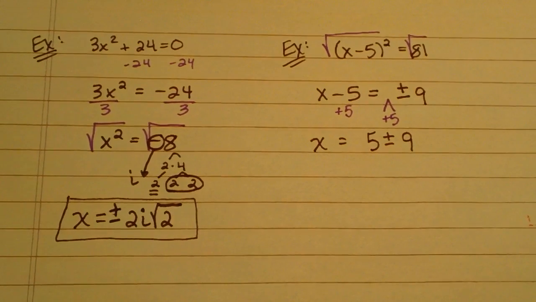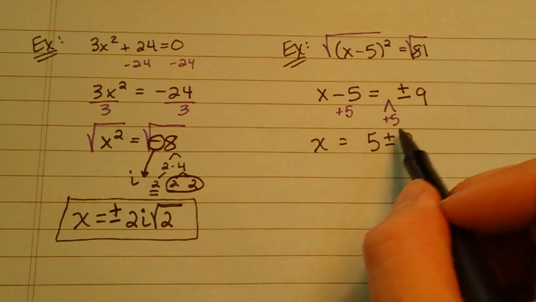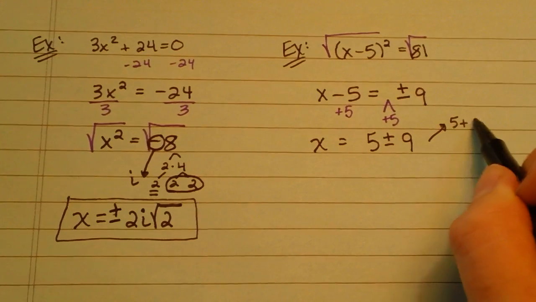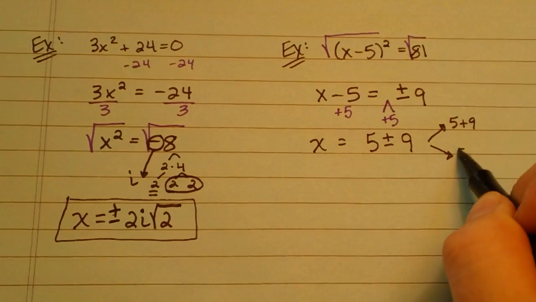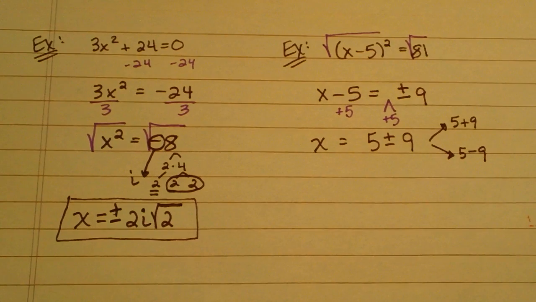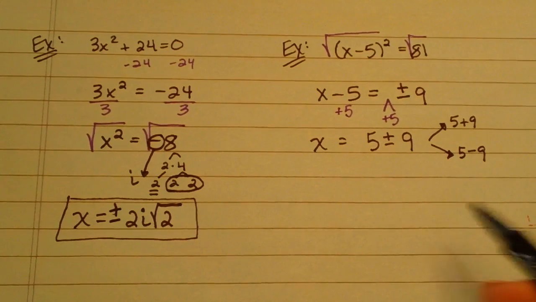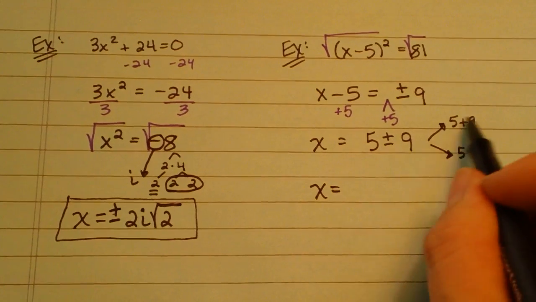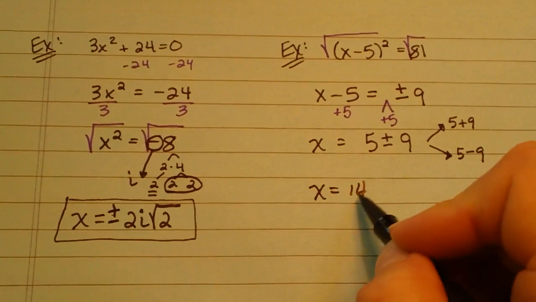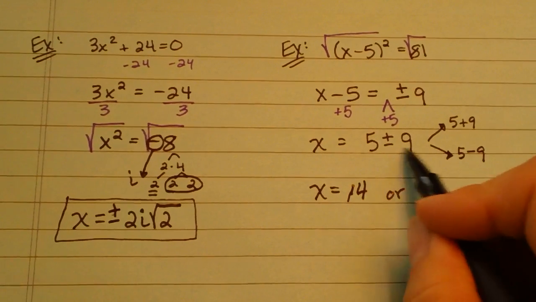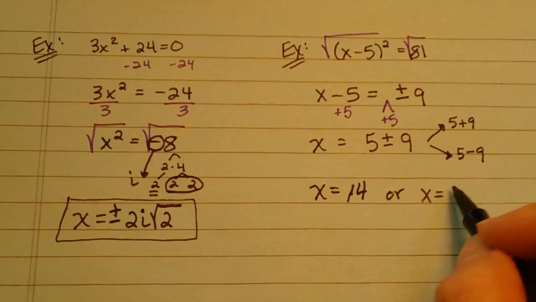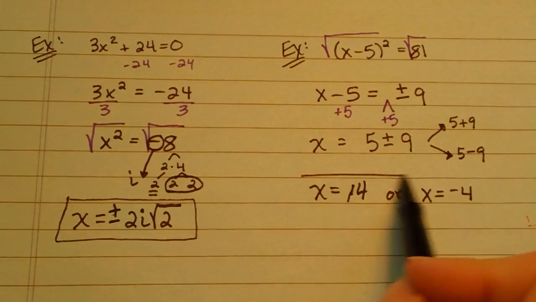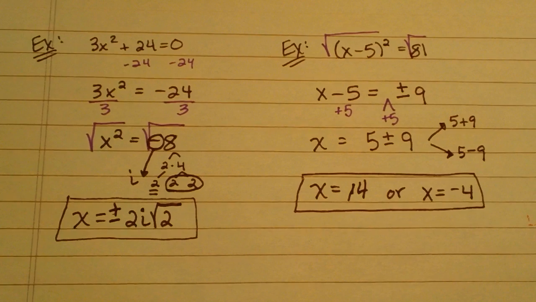Now we're still not done with this problem, because 5 plus or minus 9 really means x equals 5 plus 9 or x equals 5 minus 9. And we have to work out both of those situations to get the answers for x. So on 5 plus 9, x will equal 14. And then on 5 minus 9, x will equal negative 4. So the two solutions to this equation are x equals 14 or x equals negative 4.